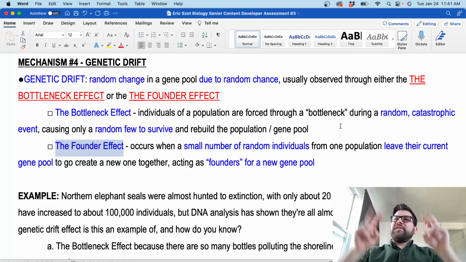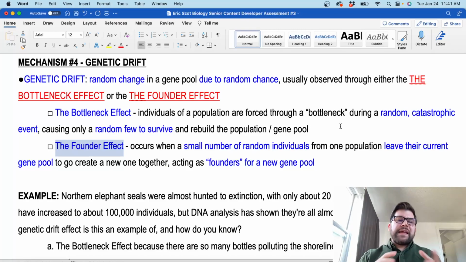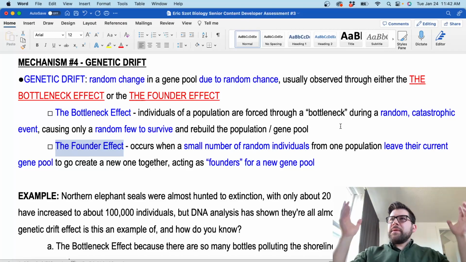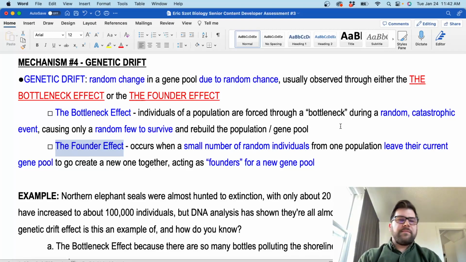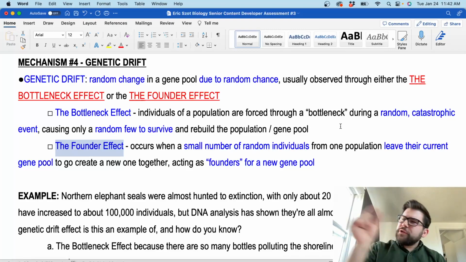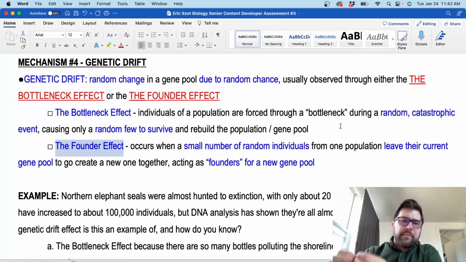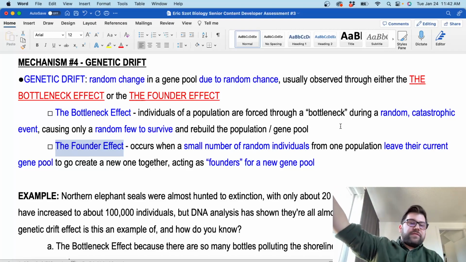We're talking about founders, for lack of a better word. We have a population, we have a gene pool. Think of them like being on a mainland, a big continent. We've got a population living on the coast. And maybe one day, randomly, for no reason that we can conceive of, it just seems totally random, maybe 2, maybe 3, maybe 4, a very small number of random individuals from this population are just going to leave. They're just going to leave their gene pool.